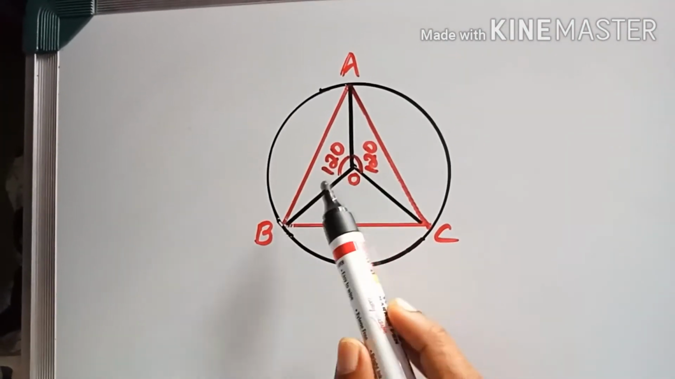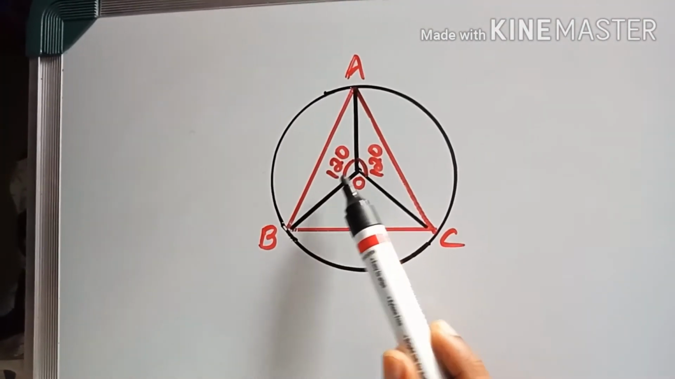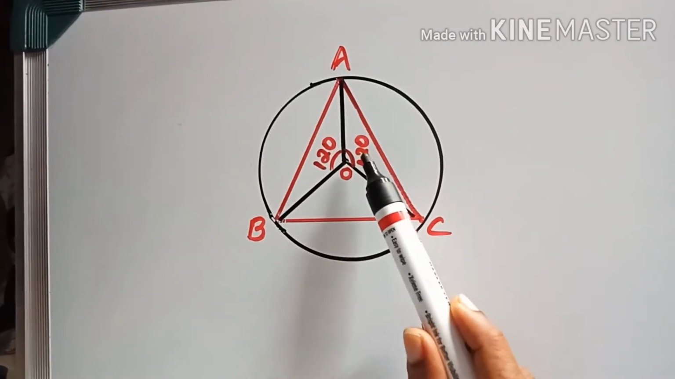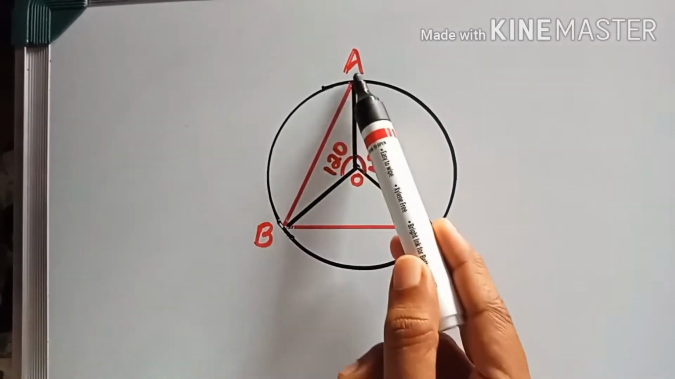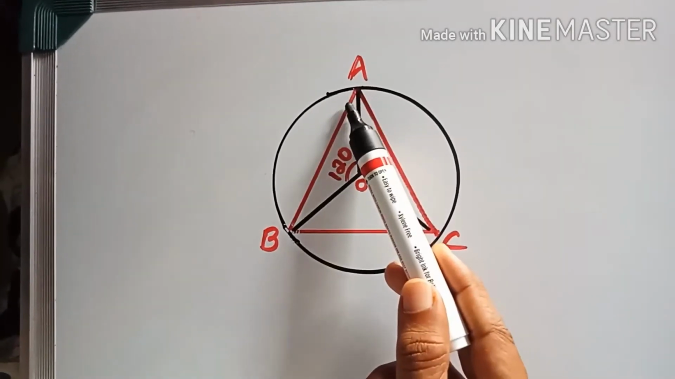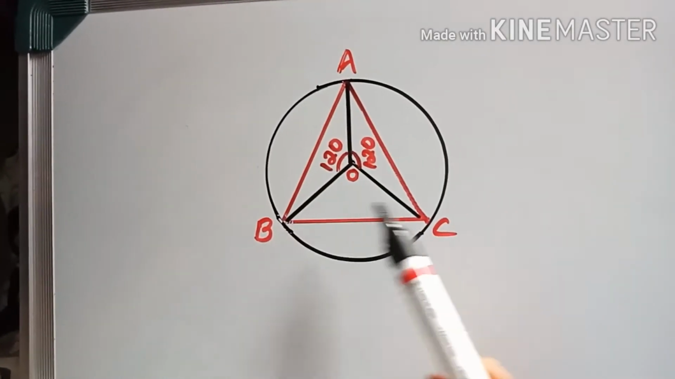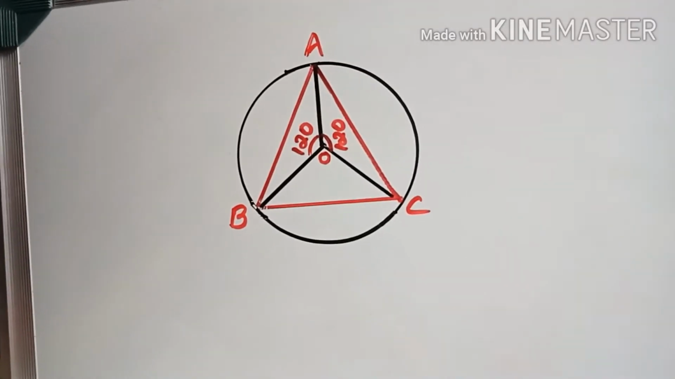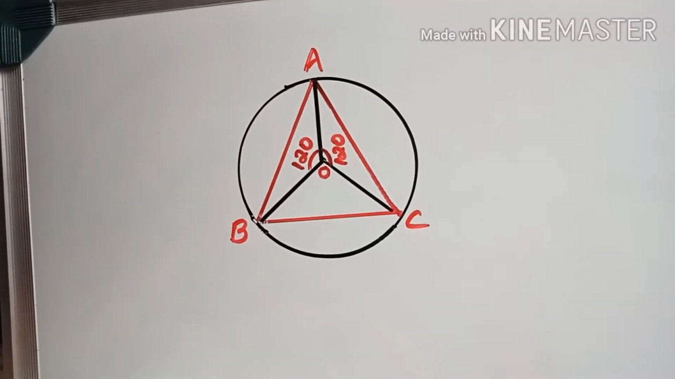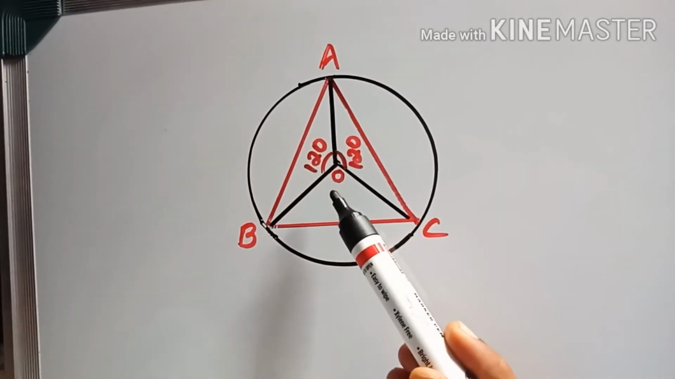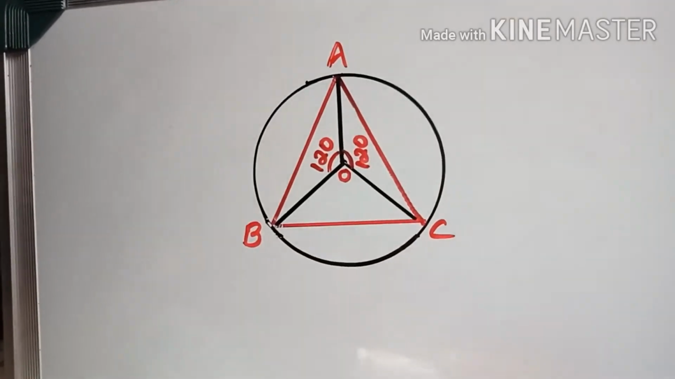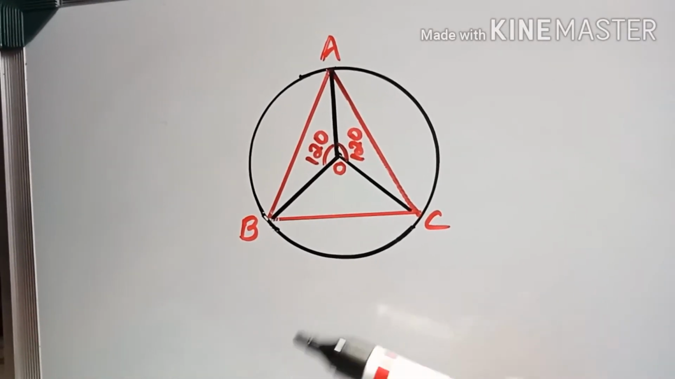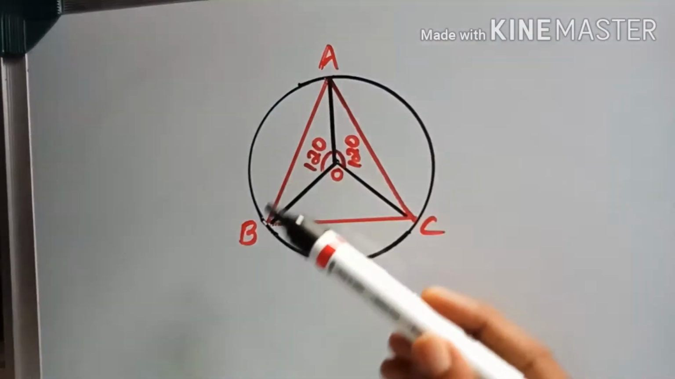So this is the rough figure given in the question. ABC. Two angles are given: central angle 120 degrees and 120 degrees. We have to find all angles of triangle ABC. That means we need angle A, angle B and angle C. For that, we need to consider each part. These three lines divide the triangle ABC into three parts. So let's consider OAB first.